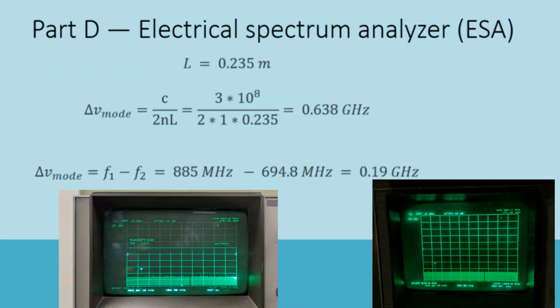In part D, we measured beat frequencies from the photodetector with an electrical spectrum analyzer. With a cavity length of 23.5 centimeters, our expected longitudinal mode spacing is 0.638 gigahertz, just like in part B. However, on the ESA, we observed only two close-together peaks that resulted in a separation of approximately 0.19 gigahertz, giving us an error just north of 70%.